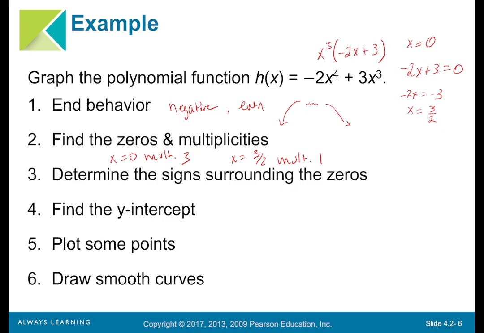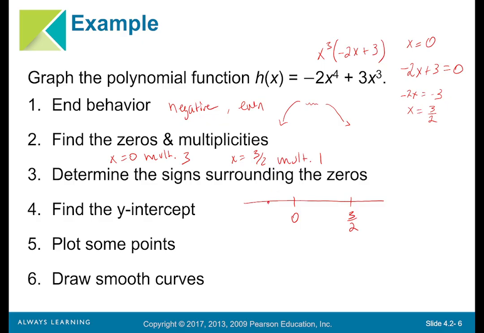So determine the signs of the surrounding zeros. This is where we want to kind of think about what's happening along our axis. So if I know that these are the two places where I cross the axis, I want to know, did I go from positive to negative, so cross it like that kind of motion? Or did I go from negative to positive, so I crossed kind of like that? Well, let's find out.